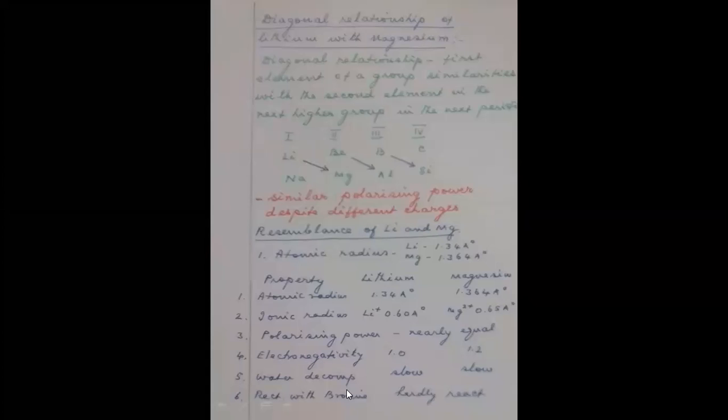Water decomposition, lithium decomposes water slowly and magnesium also decomposes water slowly. Reaction with the bromine, they hardly react. They do not show any reaction. And also reaction with the nitrogen, both form nitrides. Other elements do not form nitrides. Lithium forms Li3N and also magnesium forms Mg3N2. Oxide for both, monoxides are stable. Lithium monoxide and magnesium monoxide are stable.